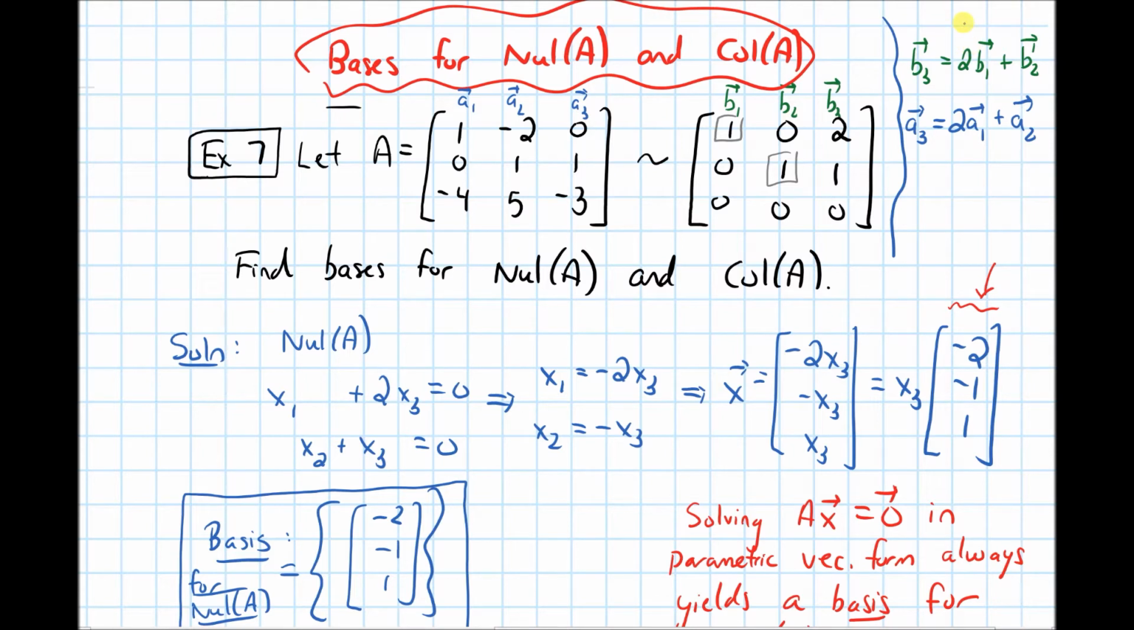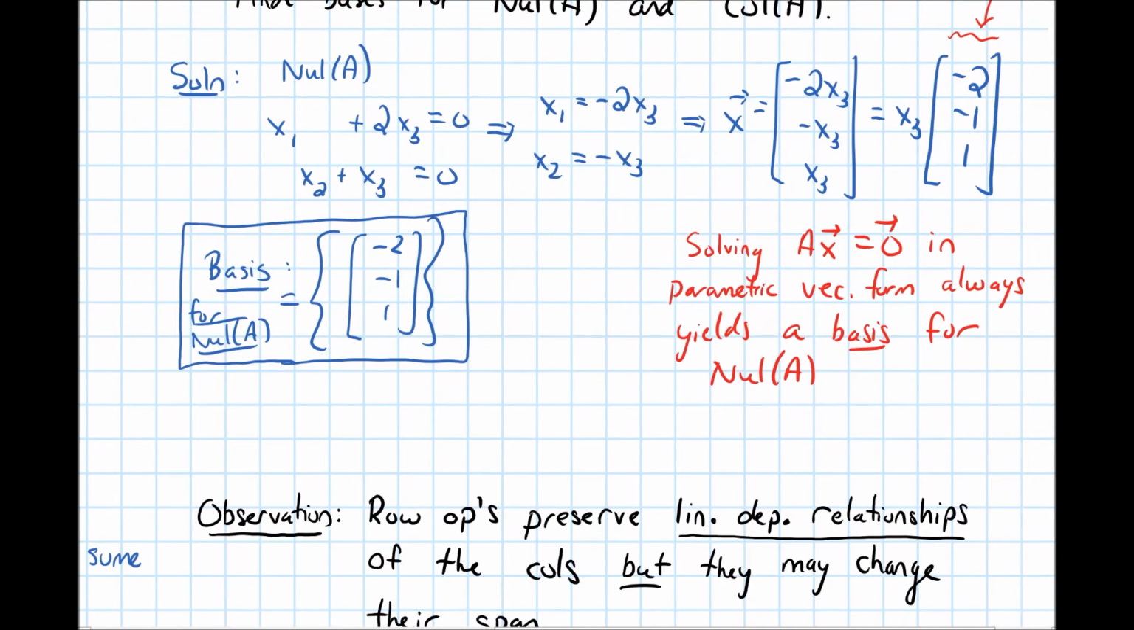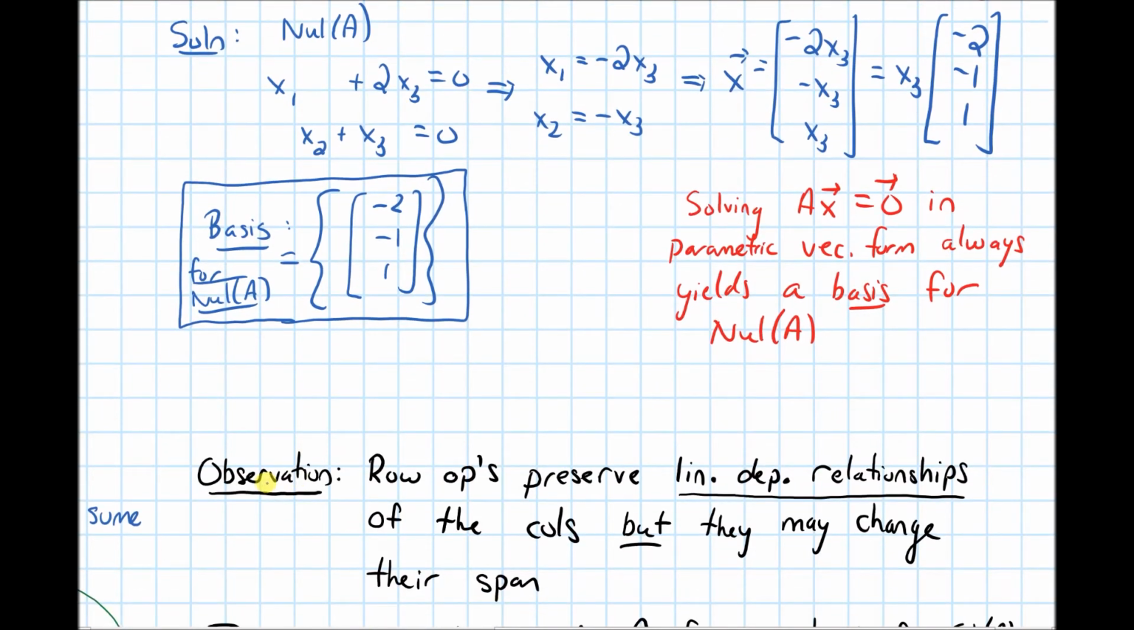So this is true in general. If there's a linear dependence relation like I had here in my row reduced form, that same linear dependence relation is going to be true in the original. And that's going to be the key observation that's going to let us find a basis for the column space. So this is the observation that I just mentioned. I want to write that down. So row operations preserve what are called linear dependence relationships of the columns.